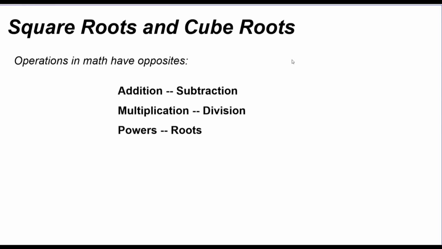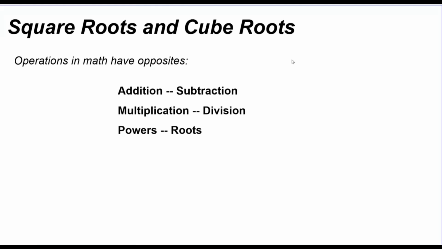All right, we're going to wrap up chapter 4 here with a discussion of square roots and cube roots. And this is kind of the last thing we need to talk about when it comes to exponents and powers, because roots are the opposite of powers, because operations in math always have opposites. Addition and subtraction are opposites, multiplication and division are opposites, and likewise powers and roots are opposites. So these pairs of operations always undo each other.